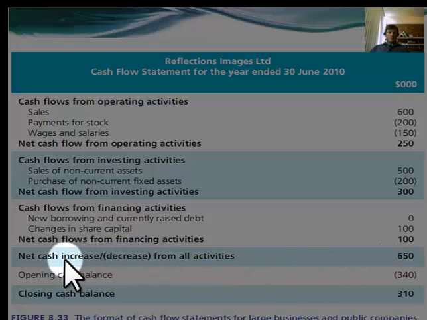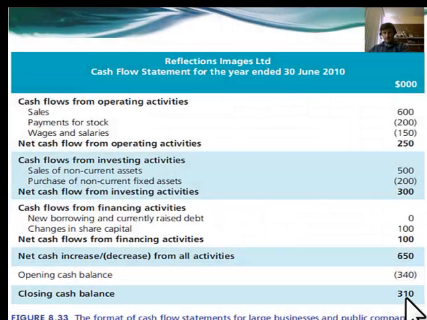So the total net increase in this case, and it would have been in brackets had it been a decrease, is a total of 250 plus 300 plus 100, giving you the 650 there. Okay. In this instance, we had an opening cash balance of 340. You can see that this was a negative, and therefore the closing balance is a positive 310. Now that's what happened for that particular business over that period of time ending the 30th of June 2010.